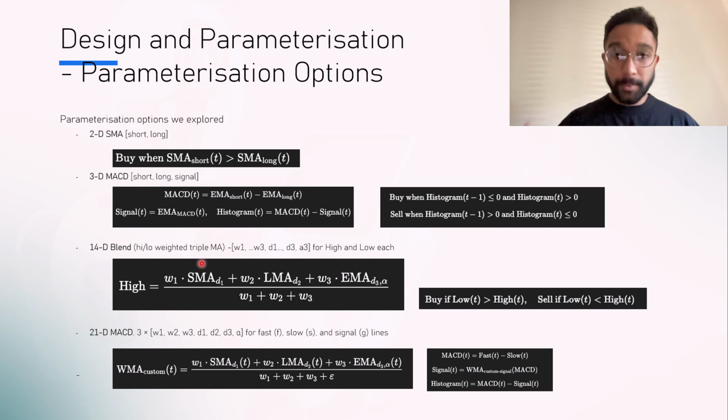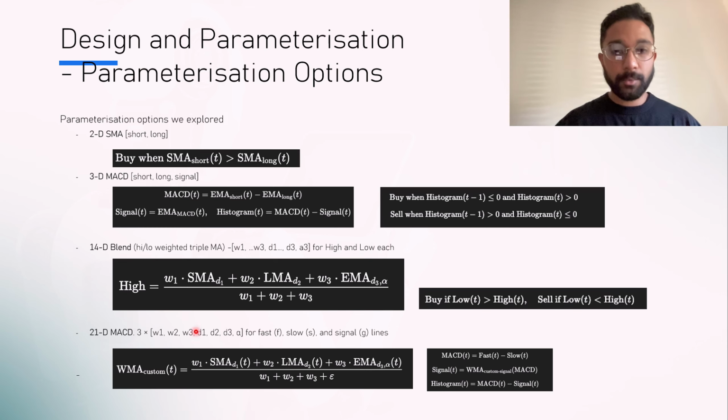Then we have a more expressive 14-dimensional model. This is the same model which was explained in the project specification. It separates signals into high and low channels. Each channel is a weighted combination of SMA, LMA, and EMA, giving us 7 parameters for each channel, giving us in total 14 parameters to optimize over. We buy when a low channel signal crosses a high channel signal, and sell when the opposite happens.